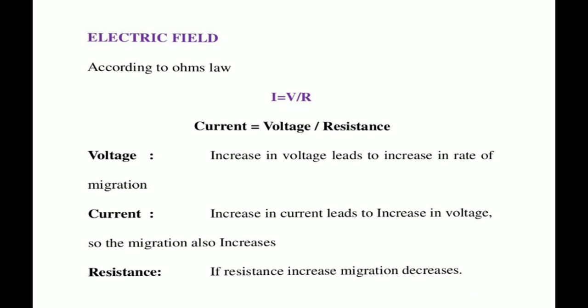The distance traveled by the ions is proportional to the current and time. The third thing is resistance. If resistance increases, migration decreases. Why does this happen? Electrical resistance is basically a property of measuring the resistance to the flow of an electrical current.